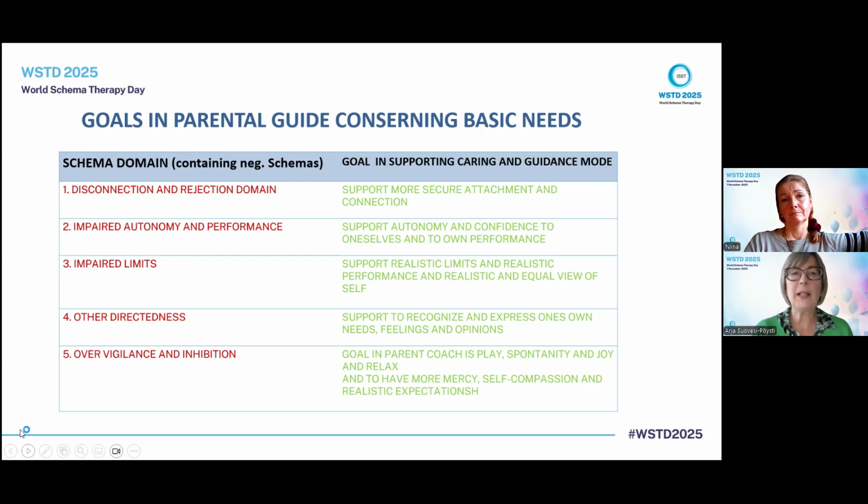We have about 20 schemas, and all these schemas belong to some domain. If schemas are in the disconnection and rejection domain, the goal in a parent session is, of course, to support more secure attachment and connection. If the schemas are in impaired autonomy and performance, the goal is to support autonomy and confidence in oneself and in one's own performance.